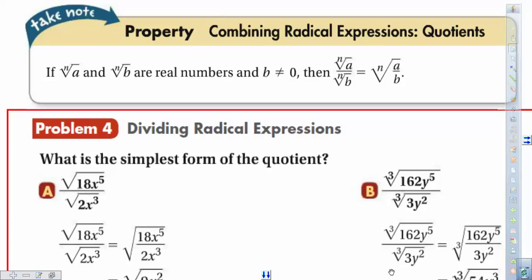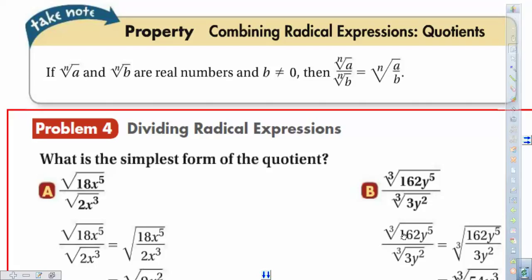Alright, so for our final type of problem here in lesson 6.2, combining rational expressions when you actually have quotients instead of products. Now, if you look at that top property right there, if we have nth roots of a and nth roots of b, and it's the same root, in other words, they're both square roots, they're both cube roots, they're both fourth roots, they're both 88th roots.